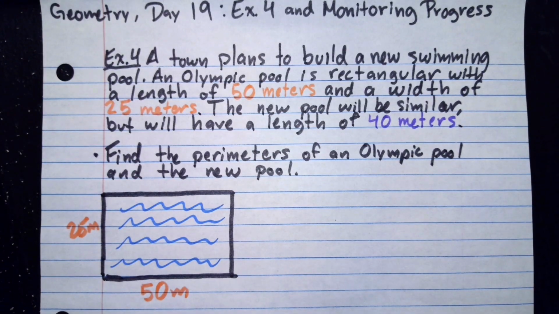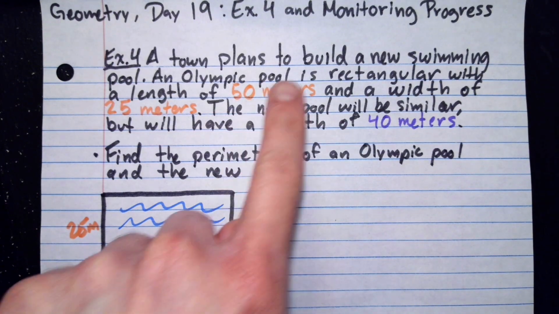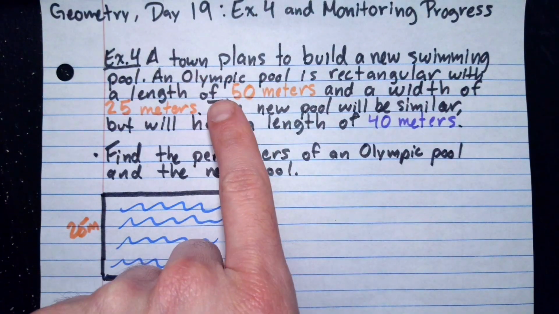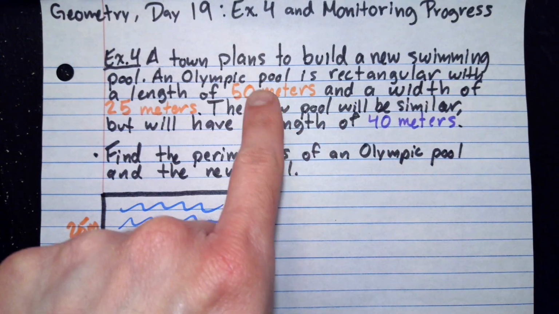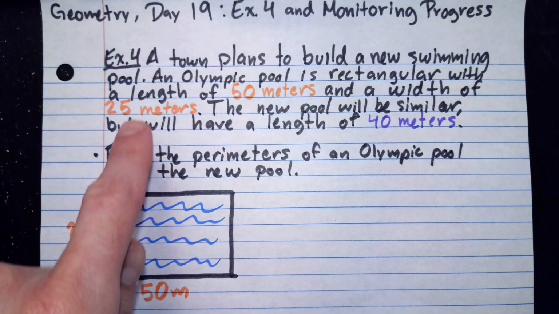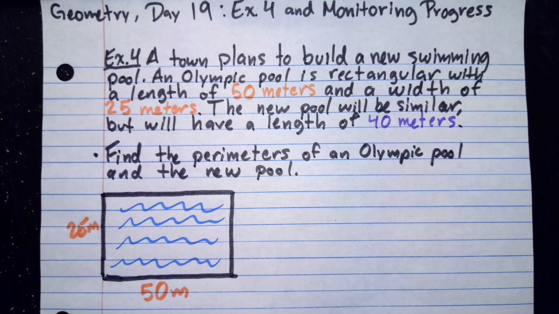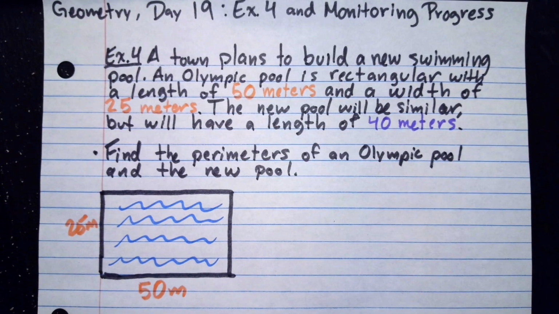Hey everybody, so we're going to be doing example 4 and the monitoring progress problem for day 19 of the geometry notes. So it says the following. A town plans to build a new swimming pool. An Olympic pool is rectangular with a length of 50 meters and a width of 25 meters. The new pool will be similar but will have a length of 40 meters. Find the perimeters of an Olympic pool and the new pool.